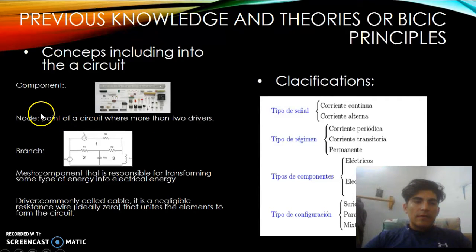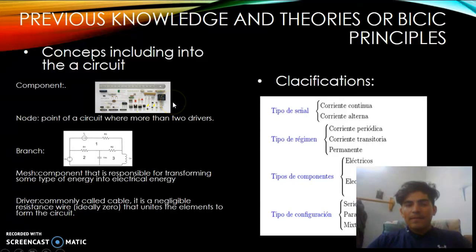For example, a node is a point of the circuit where more than two drivers meet, and a driver is like a cable that you use when you connect all the components. The components are the things that you use in your circuit. In all the components, in all the nodes, in all the drivers and mesh, a charge circulates. This charge is the energy that you use with your mesh.